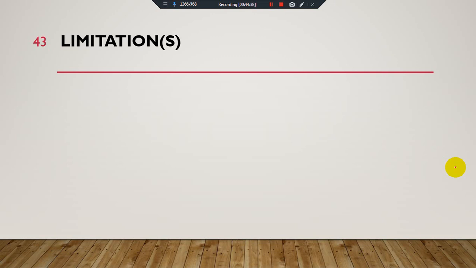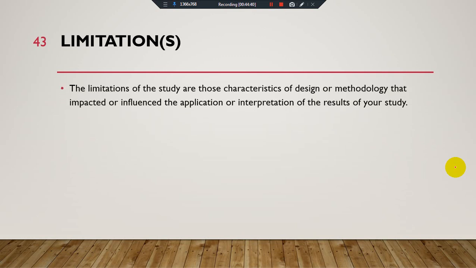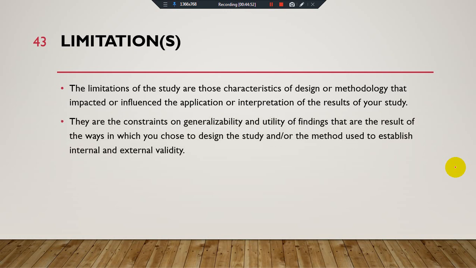Here we have the limitations. This is the last part of the conclusion. The limitations of the study are those characteristics of design or methodology that impacted or influenced the application or interpretation of the results of your study. Normally they are the constraints of your study, and these constraints hinder the generalizability of your study and the utilization of your findings. So you have to highlight what the main limitations of your study are.